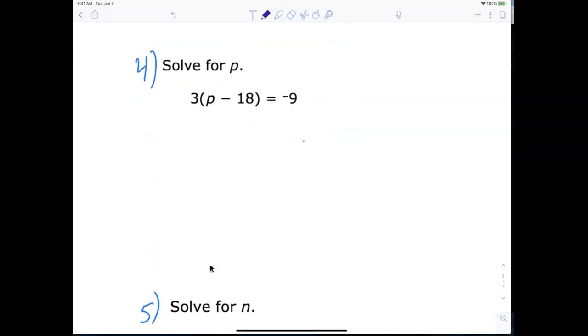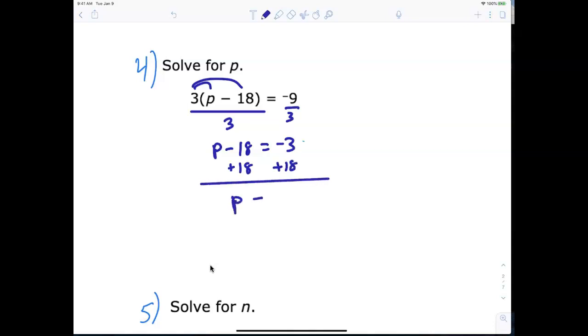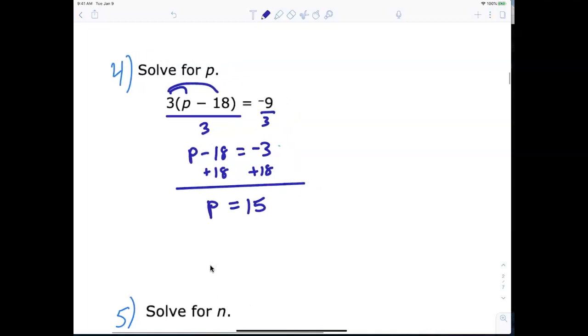Several options here. We can distribute, or we can say, wow, this negative 9 is divisible by 3, so I can divide by 3. We get p minus 18 equals negative 3, and so now we add 18, and so now I get p equals 15. Now if you want to distribute first, I want to show you that you get the same answer. 3 times p minus 18 equals negative 9. Distribute the 3: 3p, and 18 times 3 is 54.